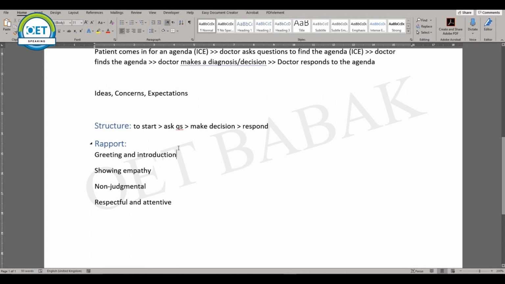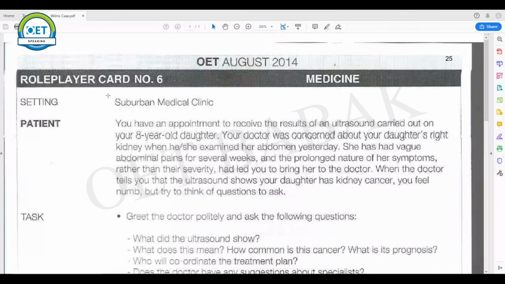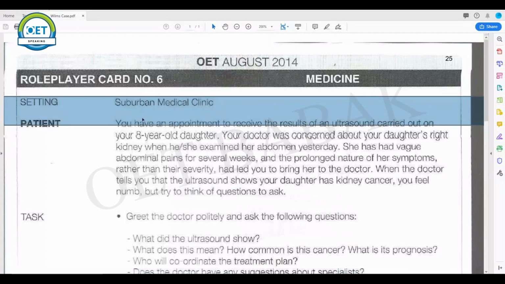If the setting is in a hospital or in a clinic, obviously you haven't seen the patient before. You just introduce yourself first and then ask their name. But if the setting is in a practice which is a suburban practice, a suburban medical clinic, it means that the patient is registered with you and you're the only doctor there. Okay, so it doesn't make sense for you to introduce yourself and ask the patient's name.